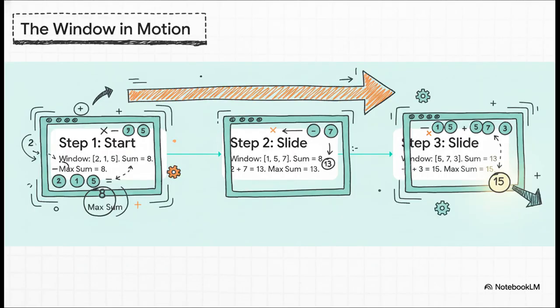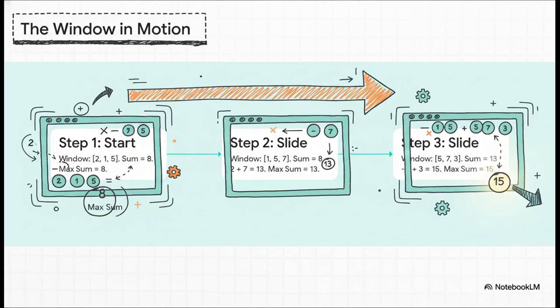Let's actually watch this thing in motion. So in step 1, we start with our first window, 2, 1, 5. Add them up, the sum is 8. So for now, our max sum is 8. Now, here's the clever part. To get to step 2, we are not going to re-add everything. We just take our old sum, 8, subtract the 2 that's leaving the window, and add the 7 that's just coming in. Boom, that gives us 13. We update our max sum.